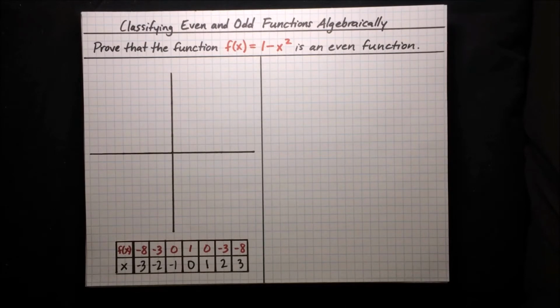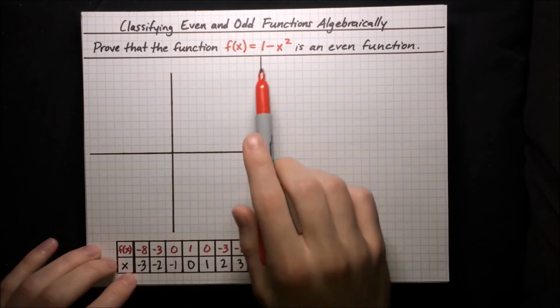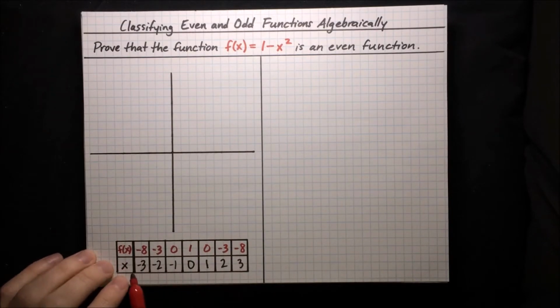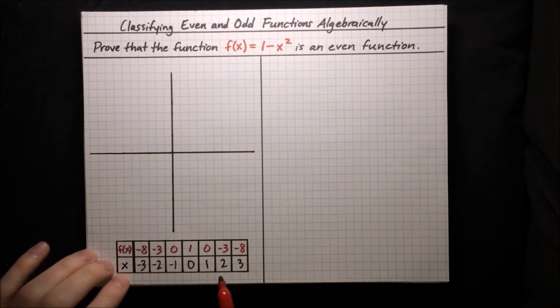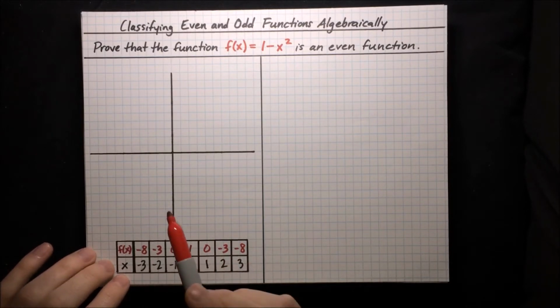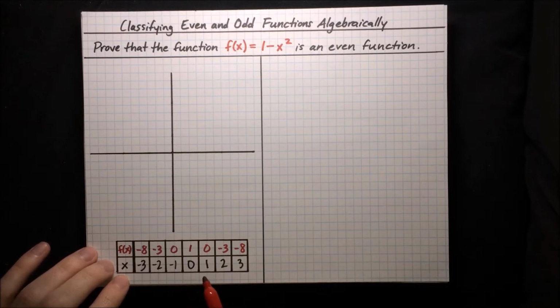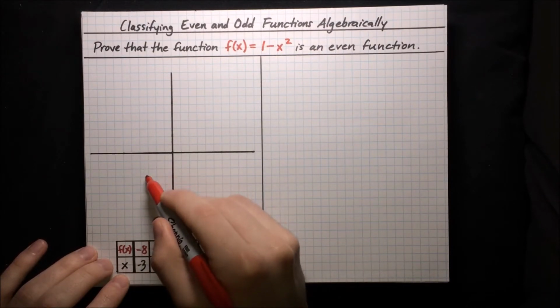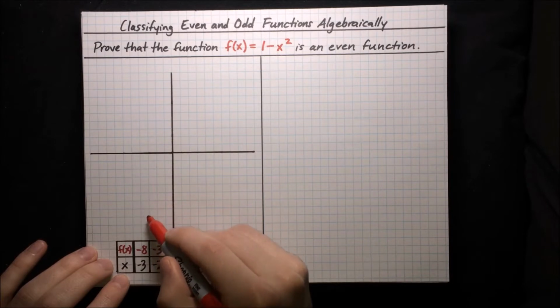So one intuitive way to check that this is an even function is to sketch a graph of it. Here we've got a few function values in this table. When we plug in various values of x, this is what we get out for f. So let's go ahead and sketch these points and see if it is symmetric about the y-axis. So why don't we start with -3, -8. So go over 3 here, and then go down 1, 2, 3, 4, 5, 6, 7, 8.